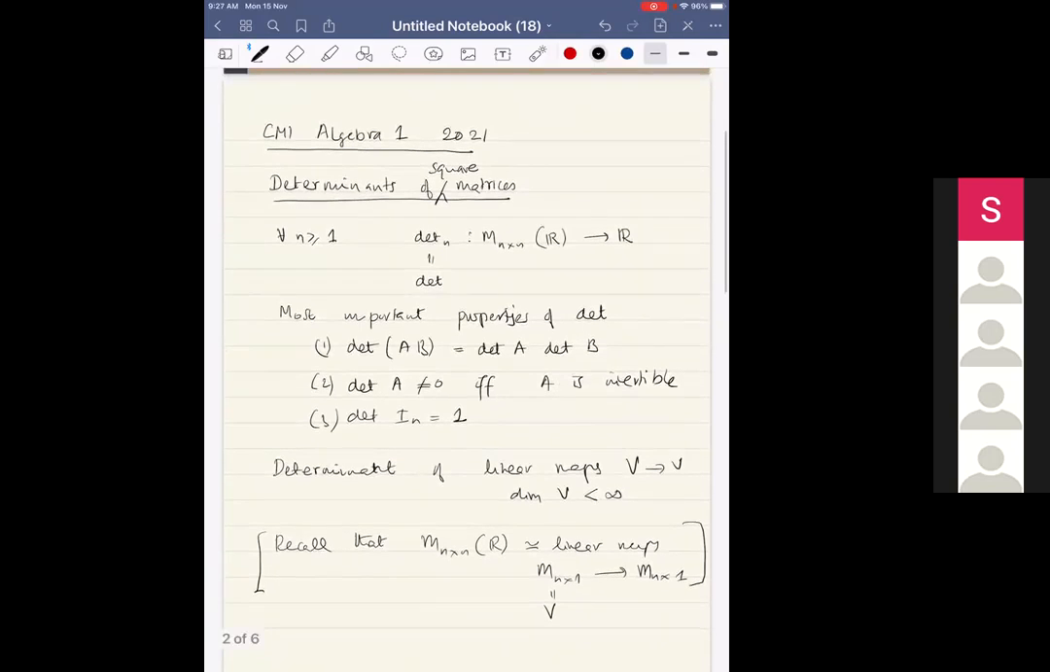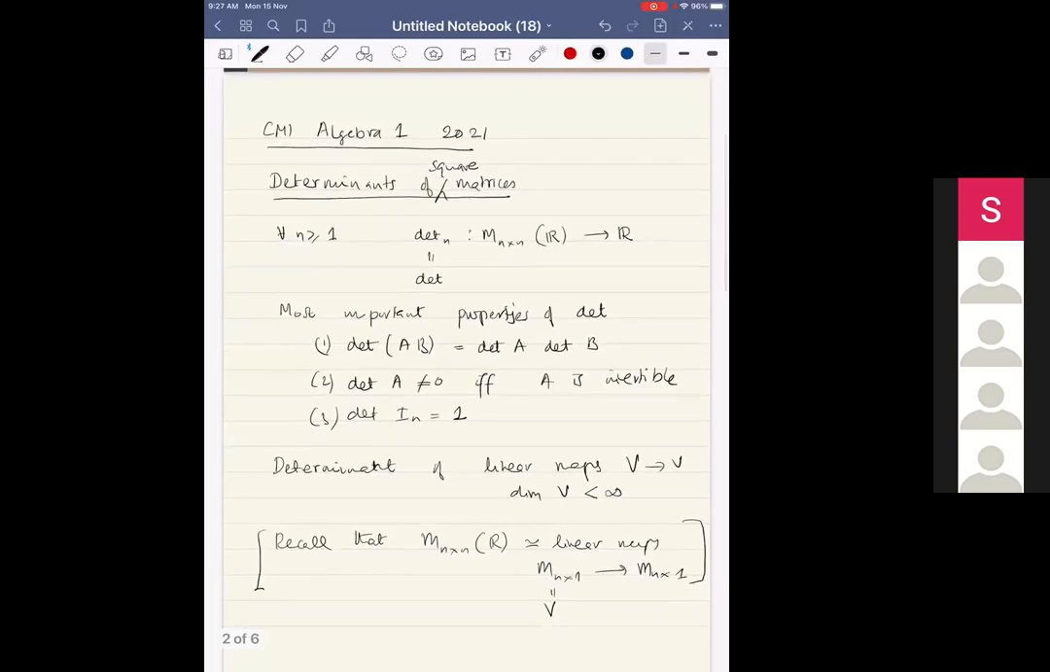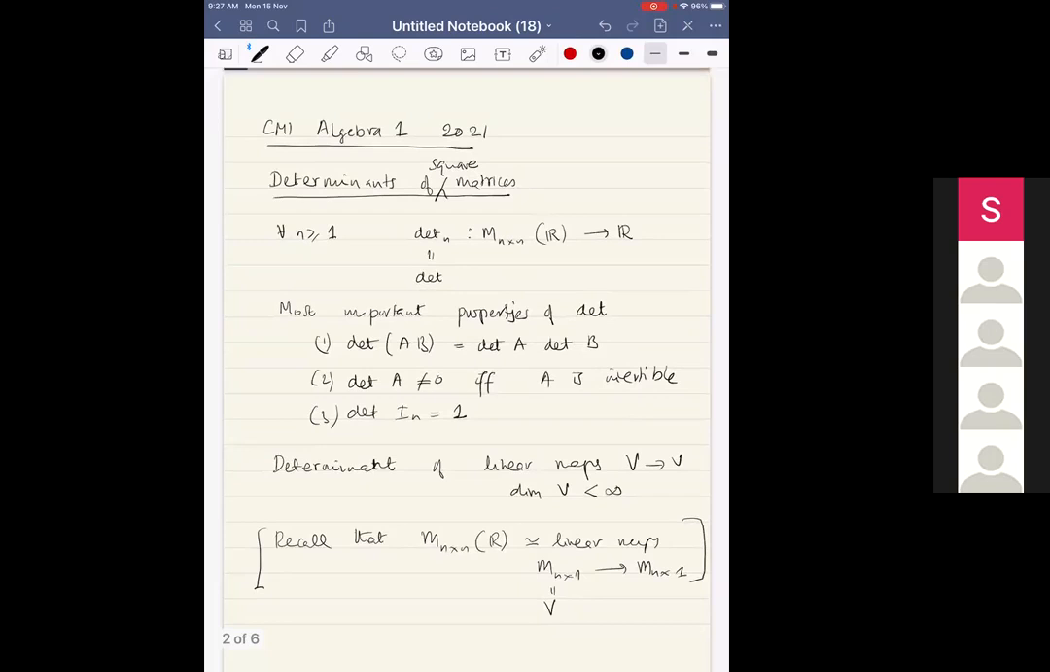Excuse me, sir. Can you please explain a bit about the determinant of linear maps? I had some network issues, so I couldn't follow. No, I have not yet defined it, by the way. So okay, I'm going to define it. Let me just run through again.